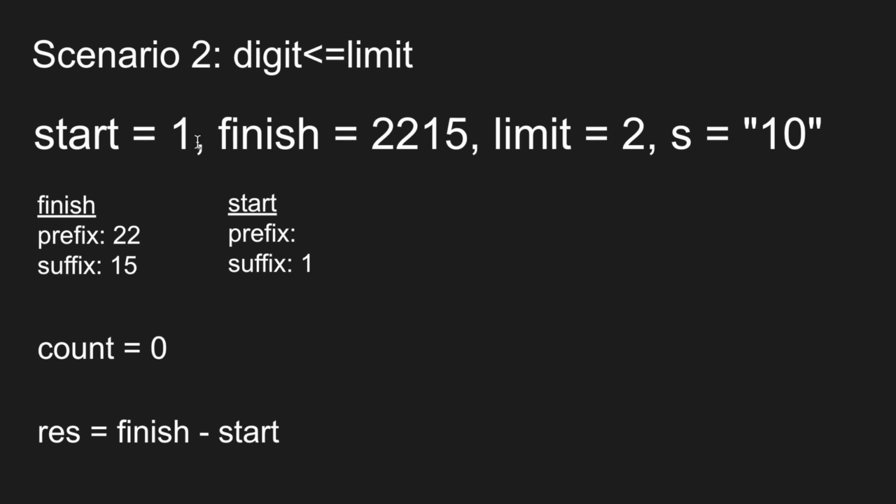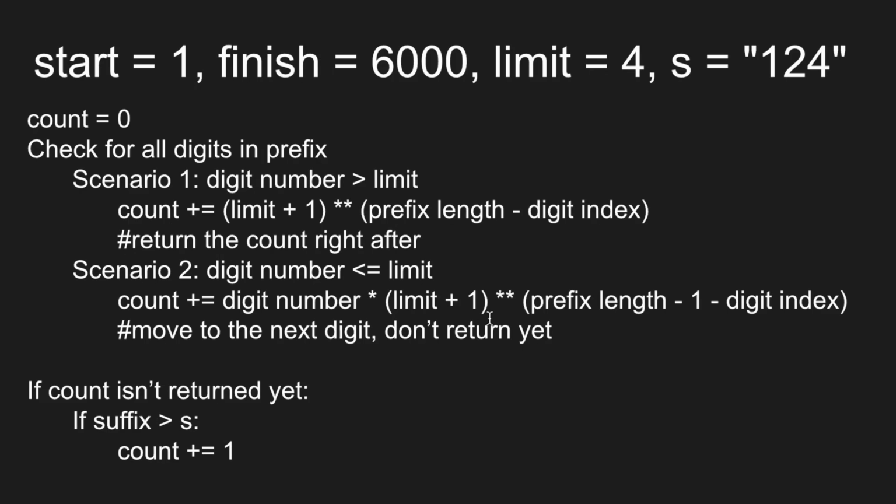Now for scenario 2, where digit is less than limit, we'll go over 2215. So for start, once again, start is less than 10, or 1 is less than 10, so start will be 0. And then for finish, we will start at the first index, so 2, and we will use this formula because 2 is equal to the limit. So the digit number, which is 2, times the limit plus 1, which is 3, to the power of prefix length of 2 minus 1 minus digit index, which is 0.